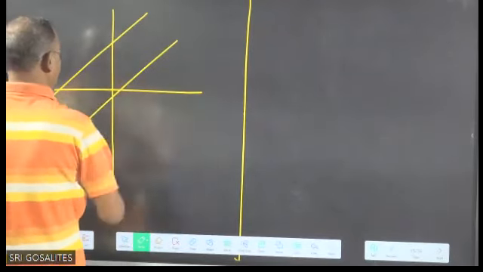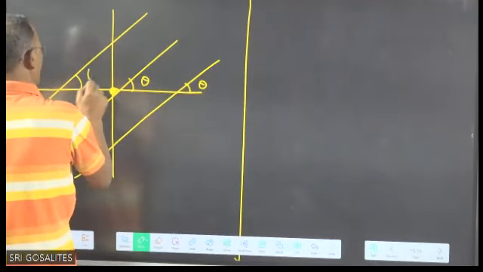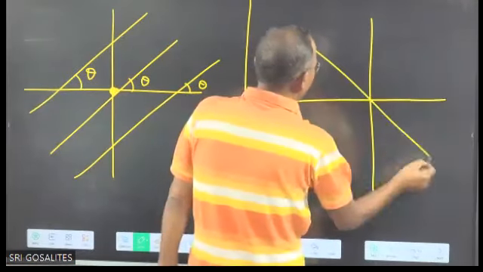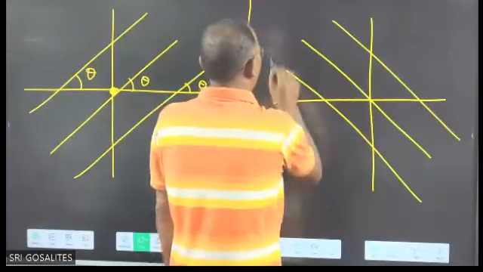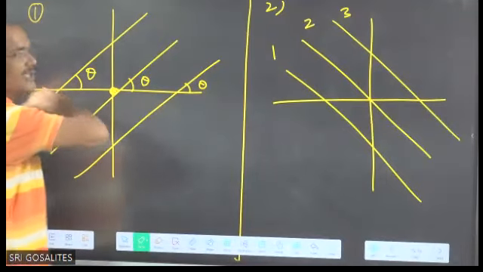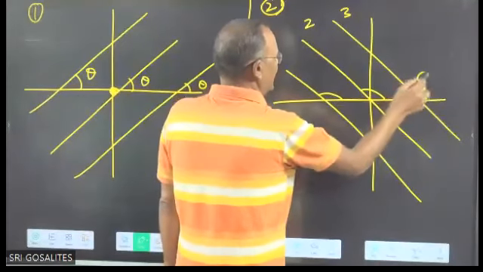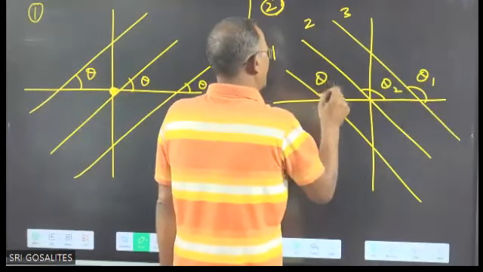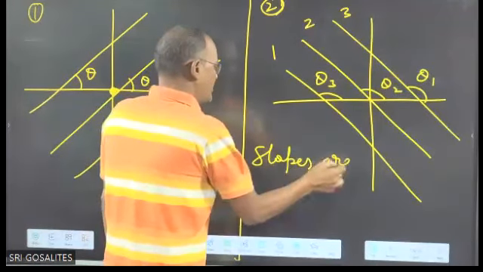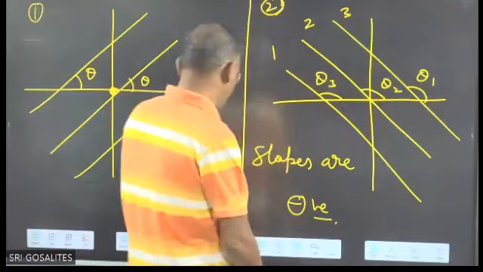These all lines have acute angle. Their slopes are positive. If lines are like this, 1, 2, 3, here the angles are obtuse. For all these lines, slopes are negative.